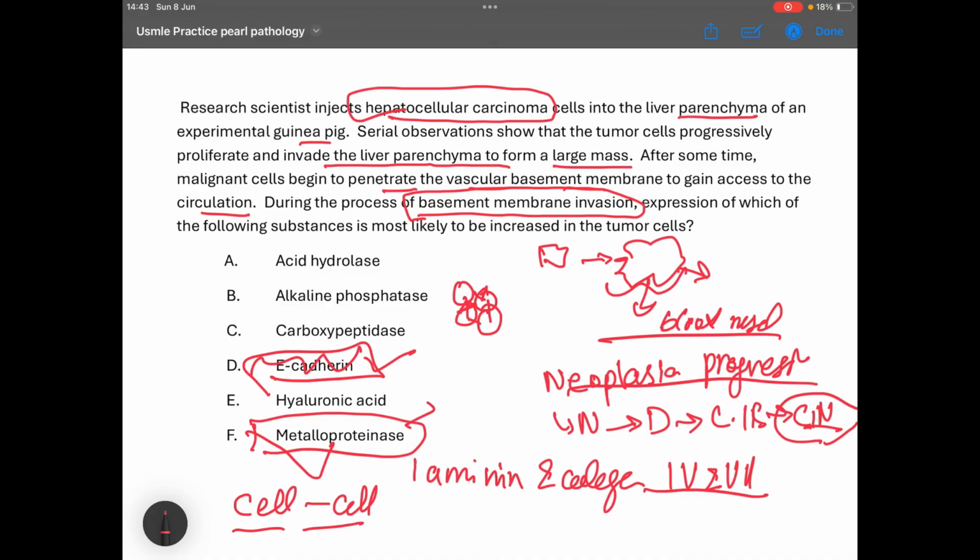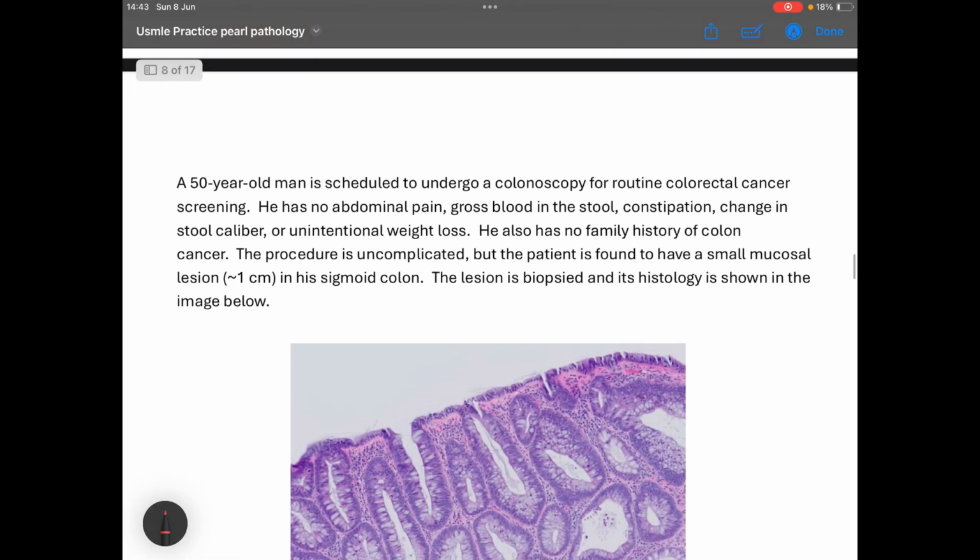That includes the collagenase enzyme and others, etc. Okay? Now we move to the next question.